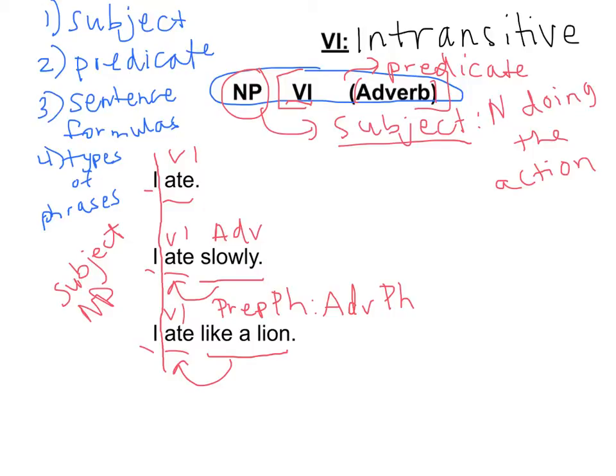When you have a VI, our sentence formula lets us know that we have a noun phrase, an intransitive verb, and sometimes we will have an adverb or adverb phrase. Okay? So, looking at the types of phrases, in this sentence, you have either a VI and an adverb, or a VI and an adverb phrase. Most of the time, your adverb phrase is a prepositional phrase. Okay? All right, those are VI.